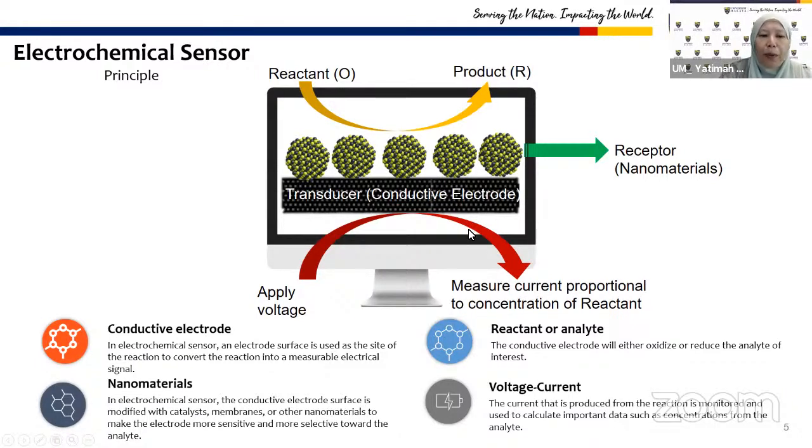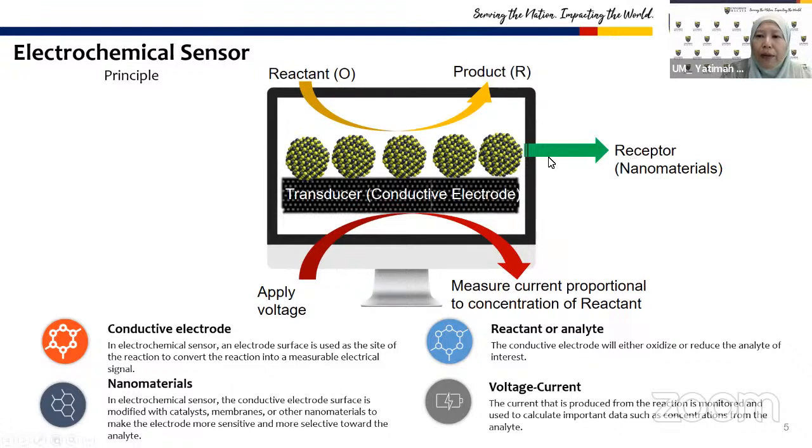So what's important here, if you look one by one, when we talk about a conductive electrode, this is basically an electrode used as the site of the reaction to convert the reaction into a measurable electrical signal. So choosing the right conductive electrode is important. I think normally in the laboratory, I'm not sure whether you have been exposed to some types of electrode, for example, carbon, glassy carbon, or as I mentioned in the lecture before, we can use platinum, we can use gold and others, all right?